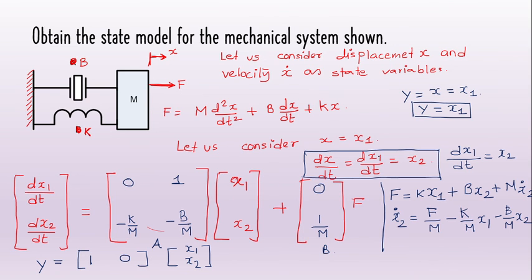Now if you consider that the velocity will be my output, then naturally the expression will be different. It will be y is equal to x dot. x dot means x2, state variable x2. So then your output equation will have 0 here and 1 here, because you have taken x2 as the output, that means the velocity as output. So in this way, depending upon your consideration, the state model can vary. The matrix will be arranged as per your consideration.